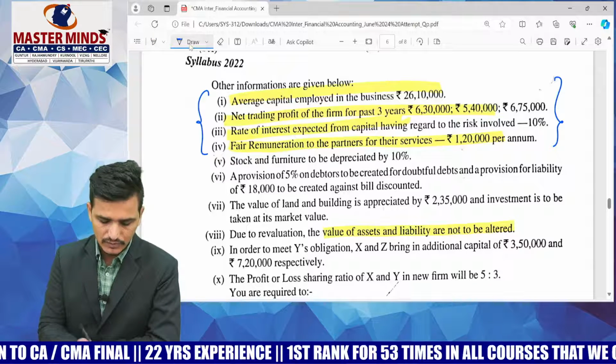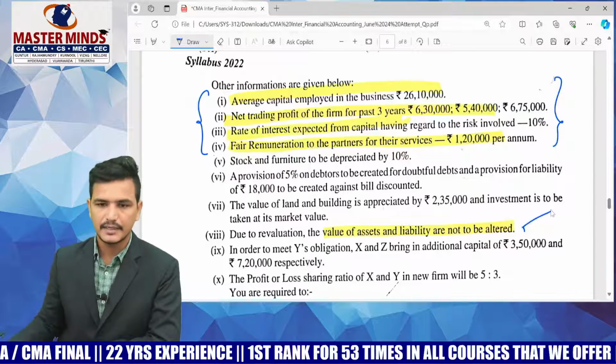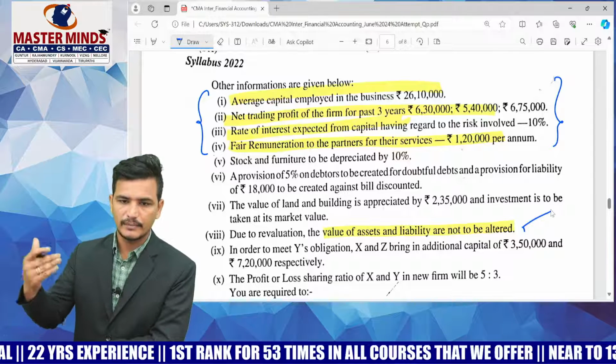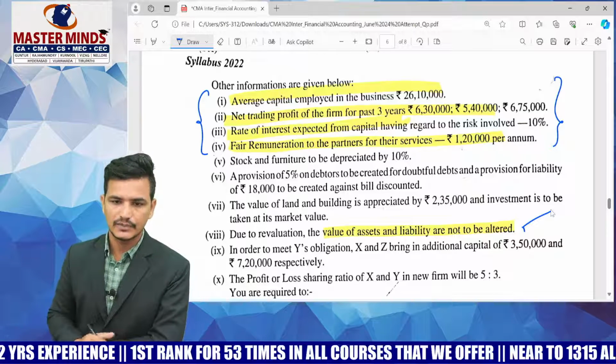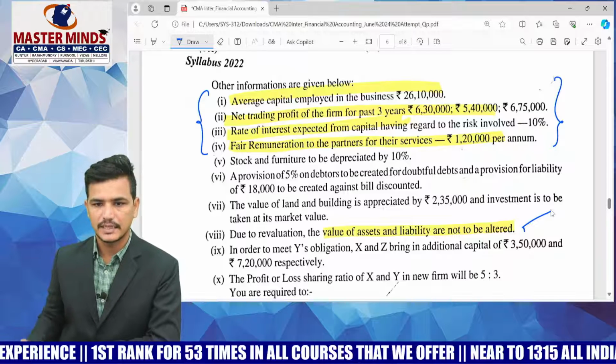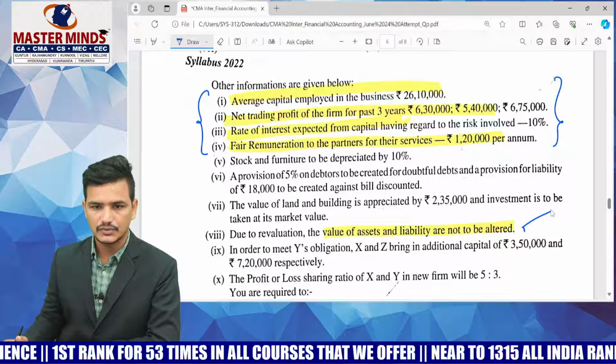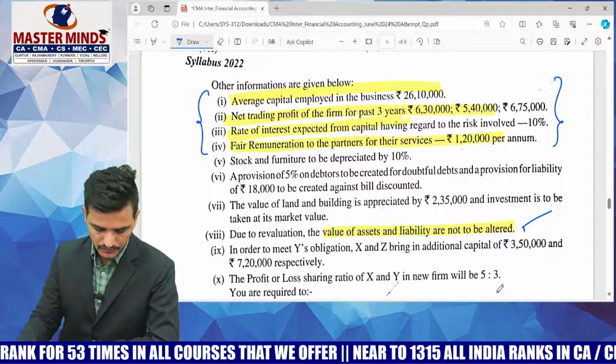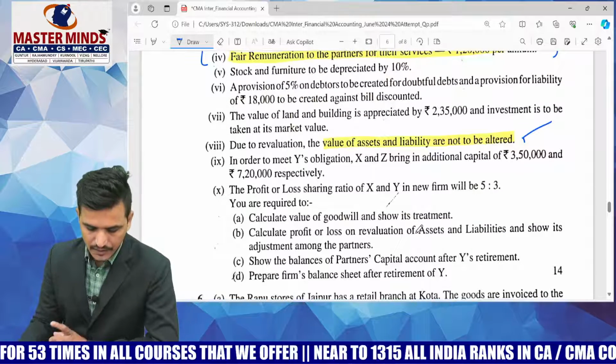So here we have to solve this problem by preparing a memorandum revaluation account. First of all, generally we will prepare a revaluation account and transfer the profit or loss to the partners' capitals. But later on we will realize it is not the normal revaluation account, it is to be a memorandum revaluation account. That is the point that we should observe.